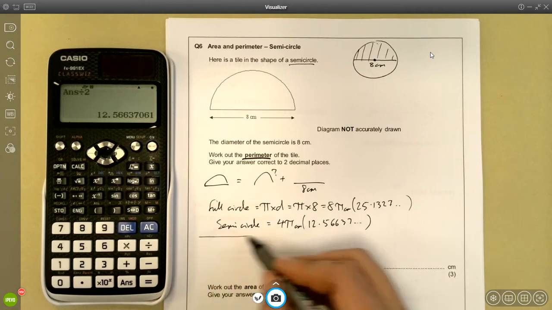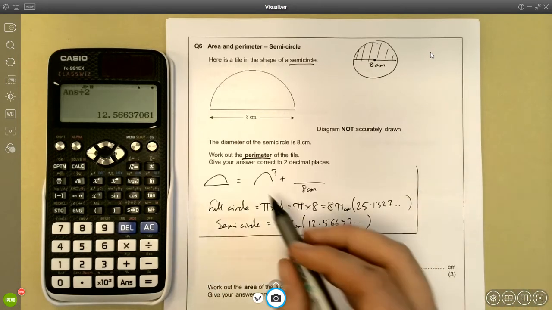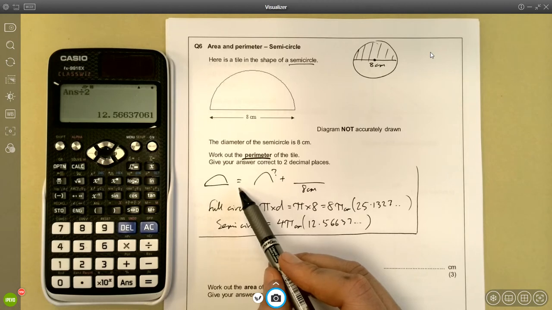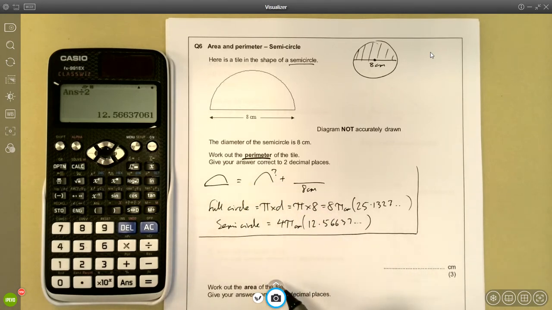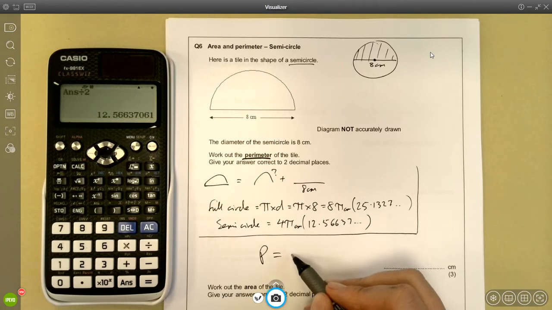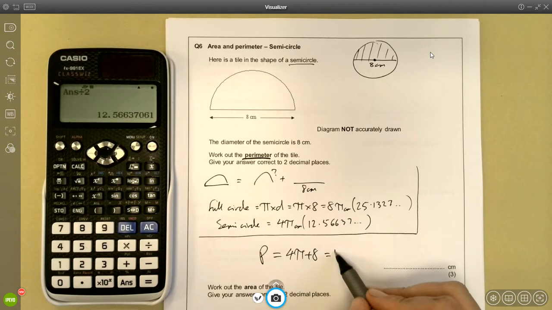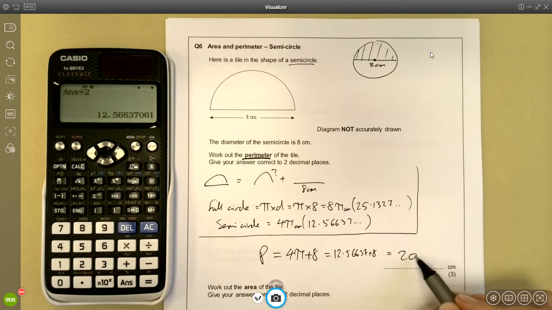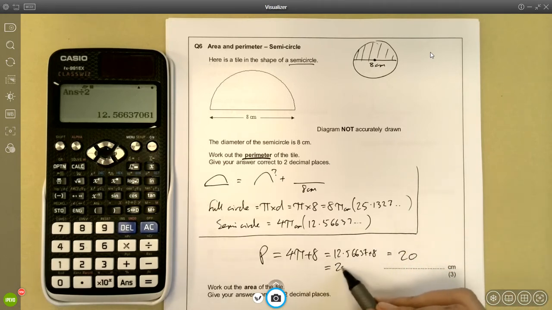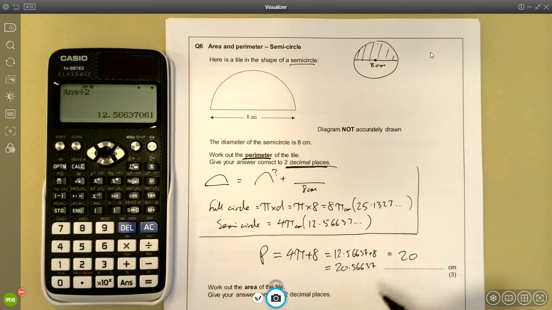So to get this full perimeter, we've got the curved part plus the flat part. So the perimeter would be 4 pi plus 8, which is this 12.56637 plus 8, which gives us 20. Been a bit naughty there. Let's round this off. It'll be 20.56637. It's to 2 decimal places. So look, I'm rounding off here. The 6 is going to round up, so it's 20.57.